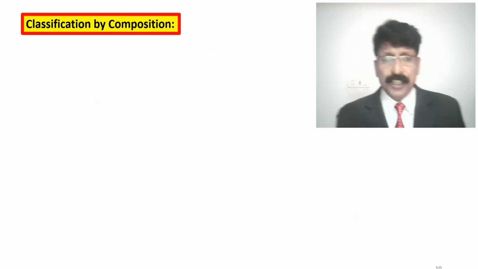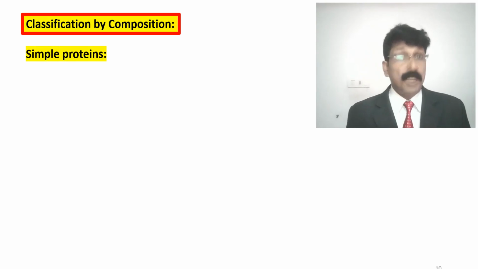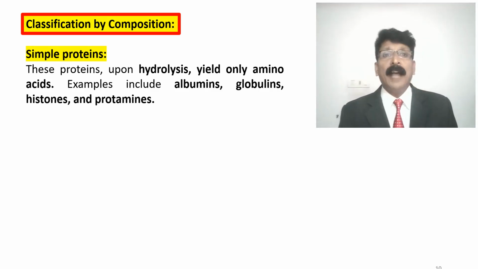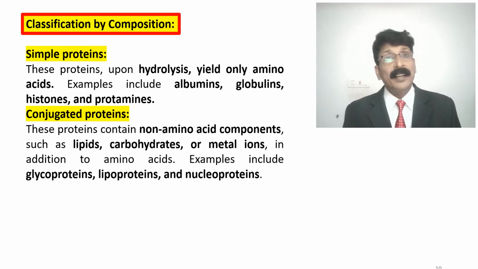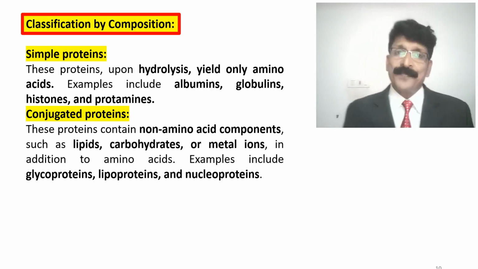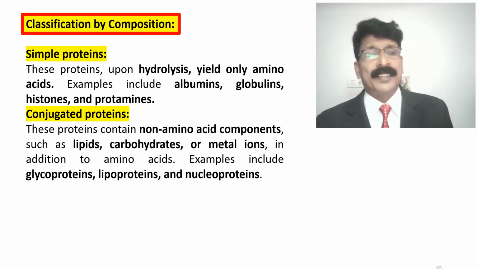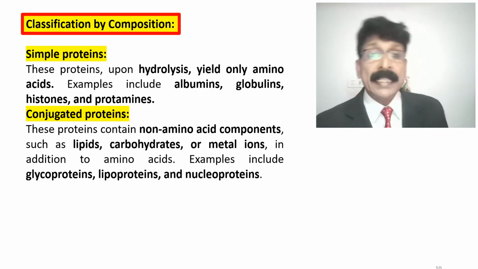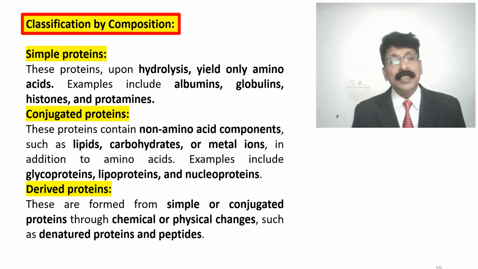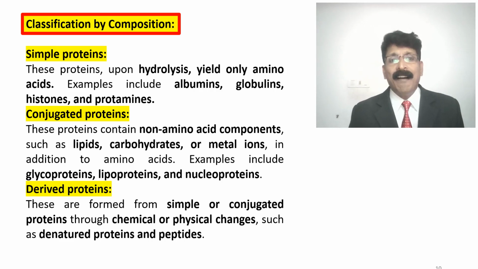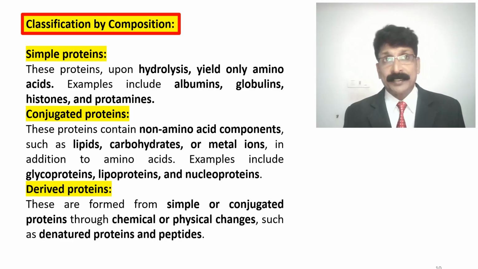For classification by composition, we should write some small definitions individually. Simple proteins yield only amino acids upon hydrolysis. Examples include albumin, globulin, histones and protamines. Conjugated proteins contain non-amino acid components such as lipids, carbohydrates or metal ions in addition to amino acids. Examples include glycoproteins, lipoproteins and nucleoproteins. Derived proteins are formed from simple or conjugated proteins through chemical or physical changes, such as denatured proteins and peptides.